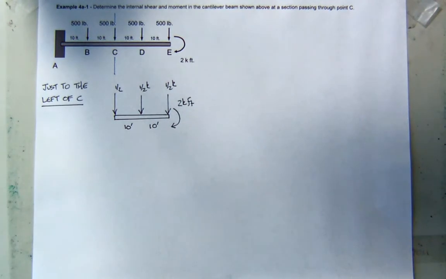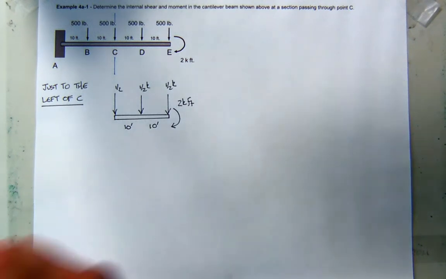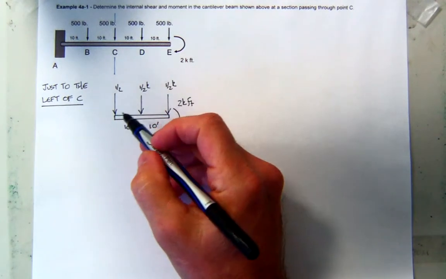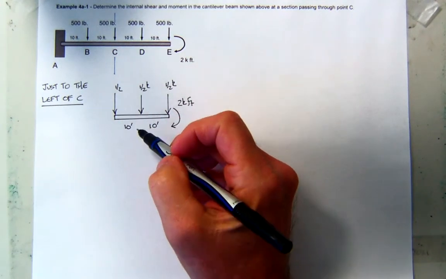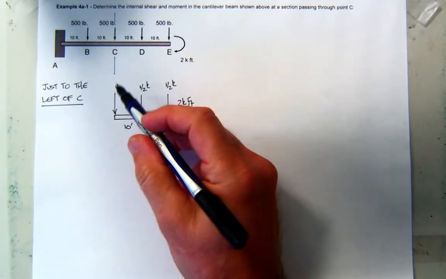Question. Yeah. Now, if you solve the other side based on this information already put down, would you include it on the left side, or would you include it? Well, we're going to redo the problem in a second, and we're going to cut it just to the right of C. And when I cut it just to the right, the half kip is not included.